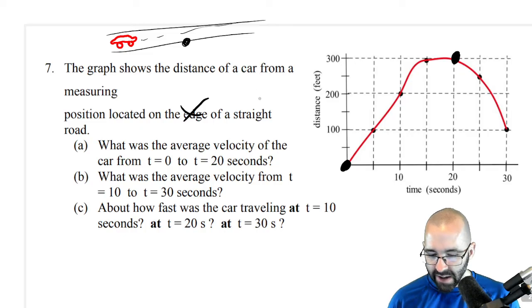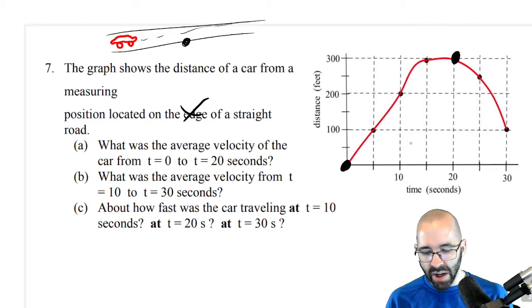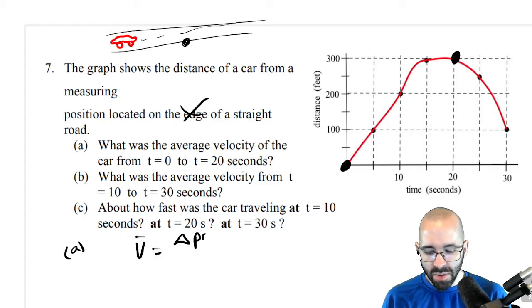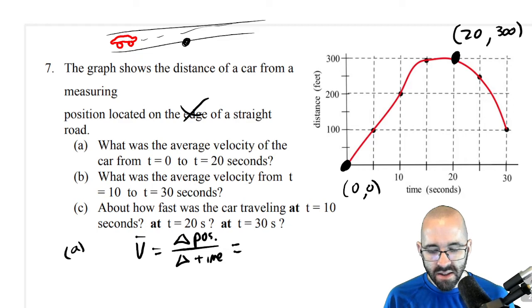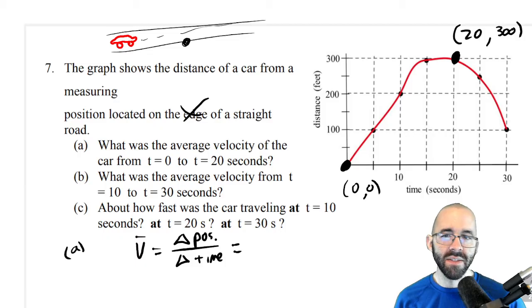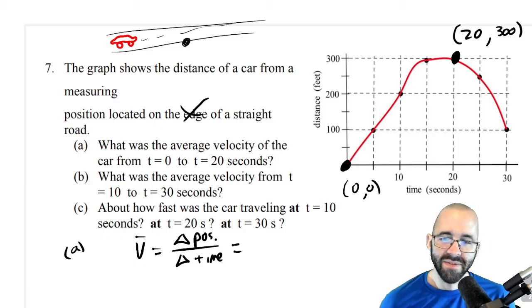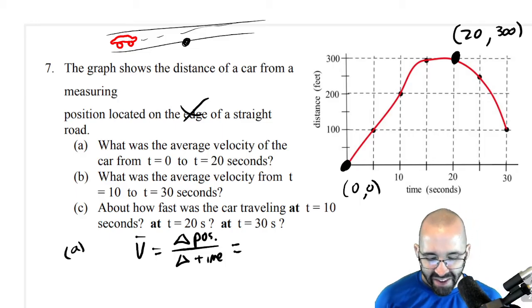Gosh. All right. So what was the average velocity? Well, remember that the average velocity, sometimes written as v bar, is just going to be the change in position divided by the change in time. What's our position here? This is after 20 seconds, distance of 300 feet, 0 seconds, and distance of 0 feet. So we are starting right on top somehow of this measuring device. All right.